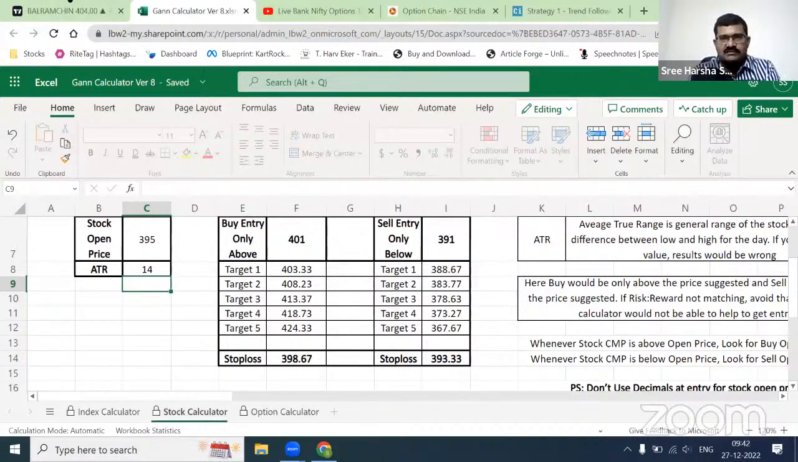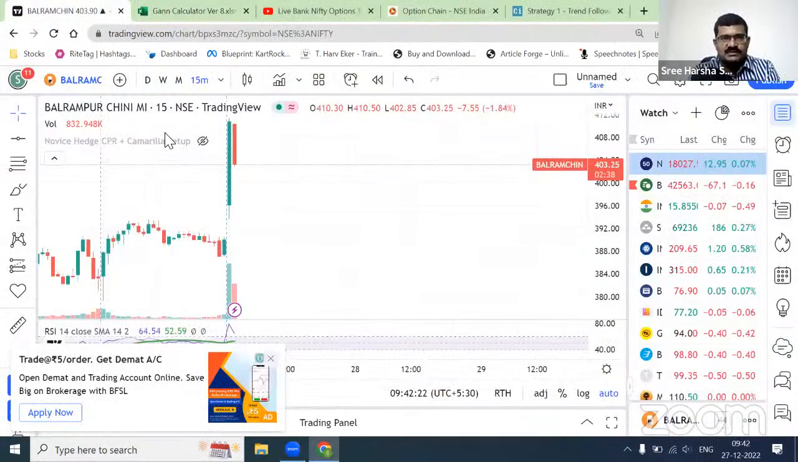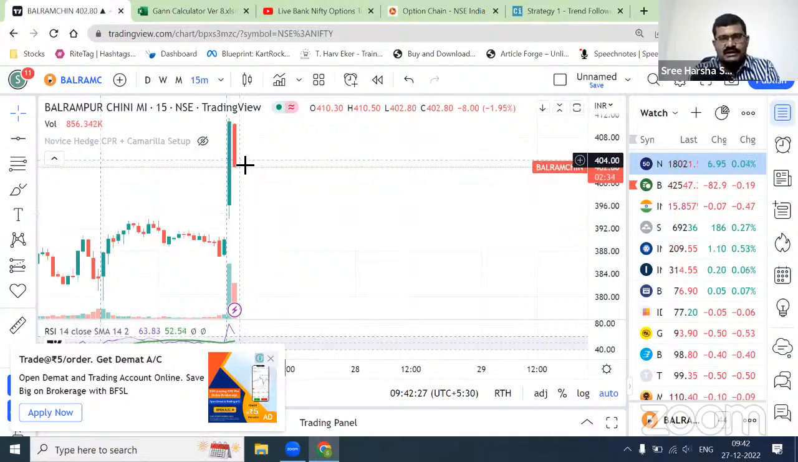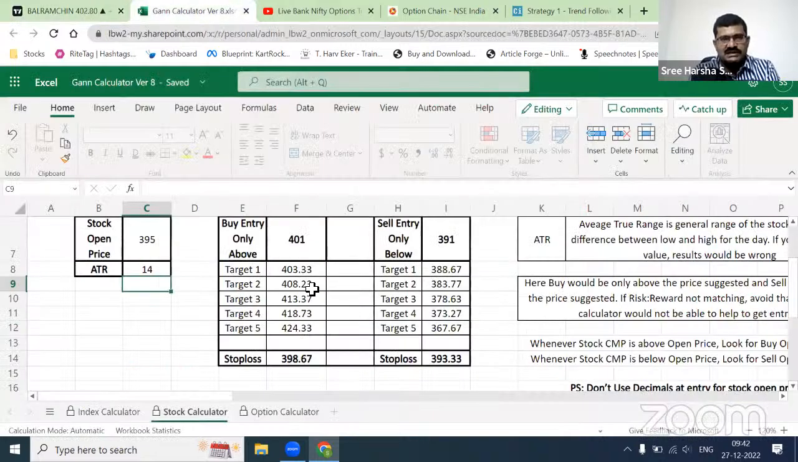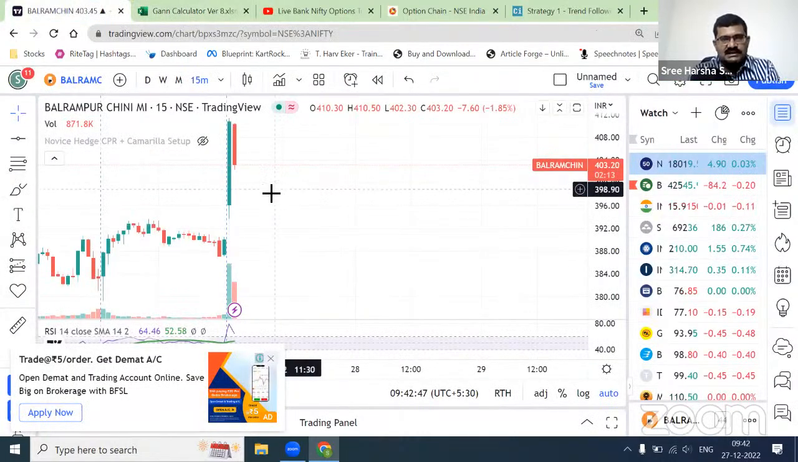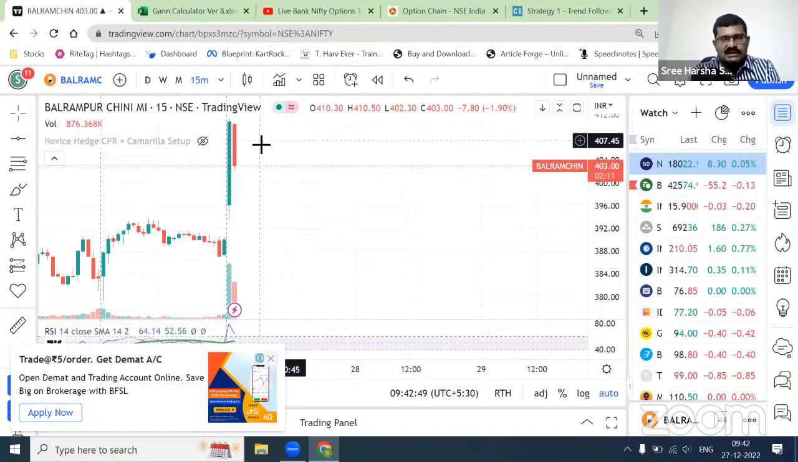It's very important that it takes the support here. If it is not taking support here, no point in taking this trade. This red candle needs to complete. Let's wait for this candle to complete, and then we will have to ensure that it starts trading above 403.3. It has to take support here. Then only we can look at that buy.